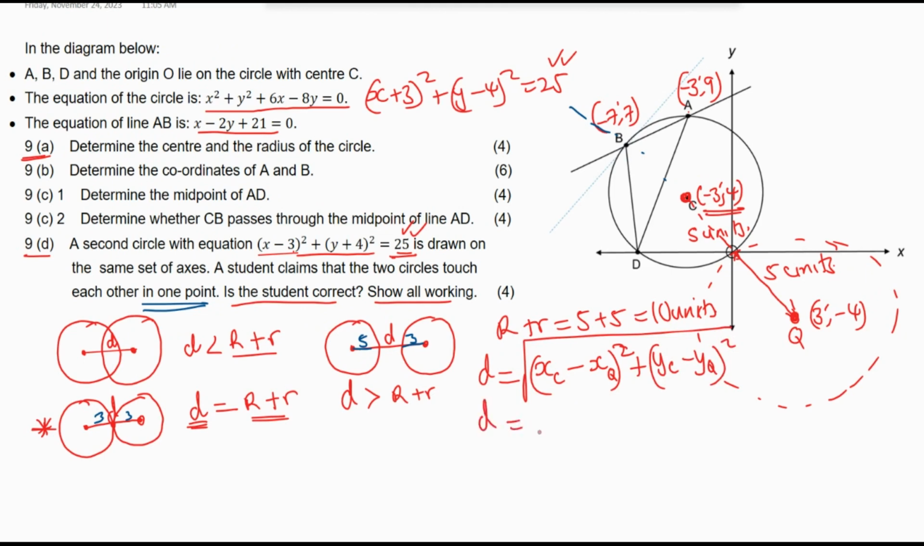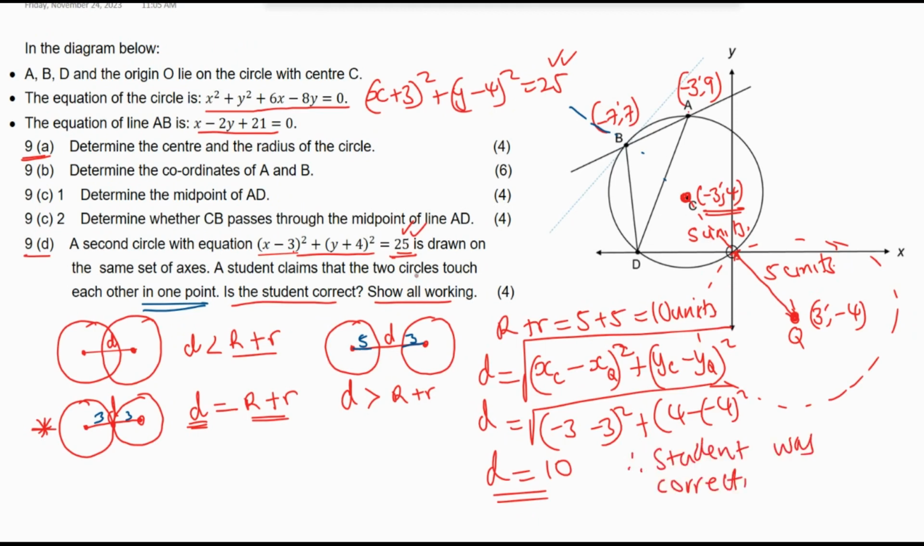So it means distance is equal to the square root of (negative 3 minus 3) squared plus (4 minus negative 4) squared. And then we get that D is equal to 10. So it means the distance between the centers is equal to the sum of the two radii. Therefore, the student was correct. Right, the student was correct when he said that these two circles would touch each other at one point, because the distance between the centers is equal to the sum of the two radii.